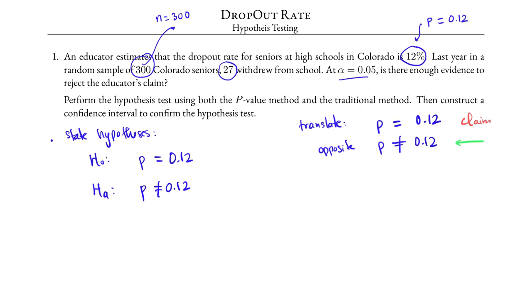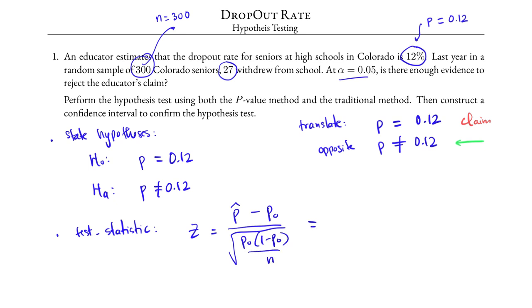The next step is to compute the test statistic. This is the proportion z-test, and so z equals p hat minus the null value p naught divided by the square root of p naught times 1 minus p naught over n. But what is p hat? P hat is the sample proportion.